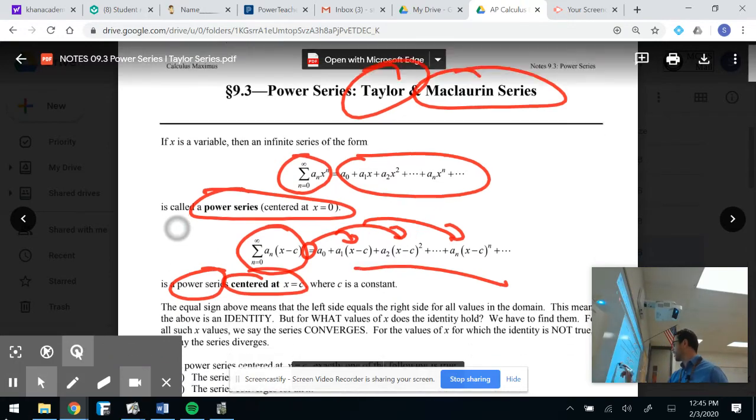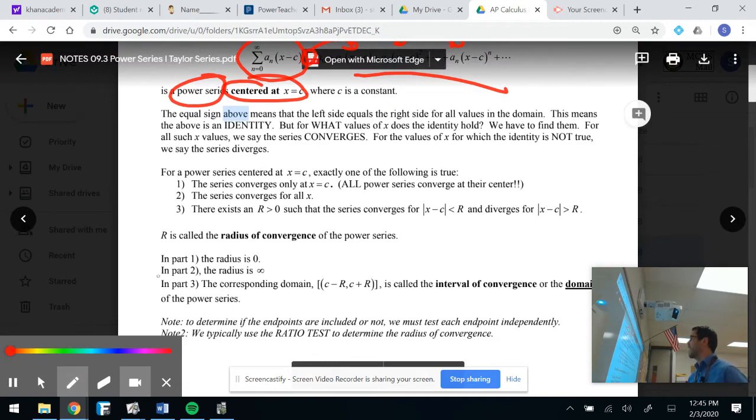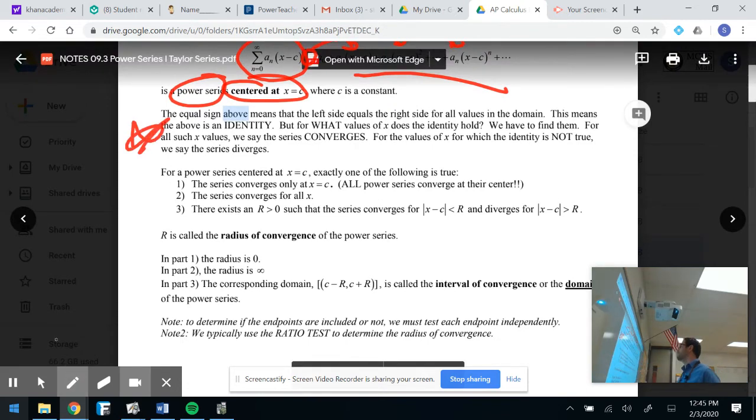Now this next little paragraph here says exactly what we're trying to do in this section, okay? The equal sign above means that the left side equals the right side, thus making it an identity. And the question is, when it's centered at x equals c, for what values of x does the identity hold? We have to find them. For all such values of x that hold, we say that the series converges. For the values of x where the identity does not hold true, we say the series diverges.